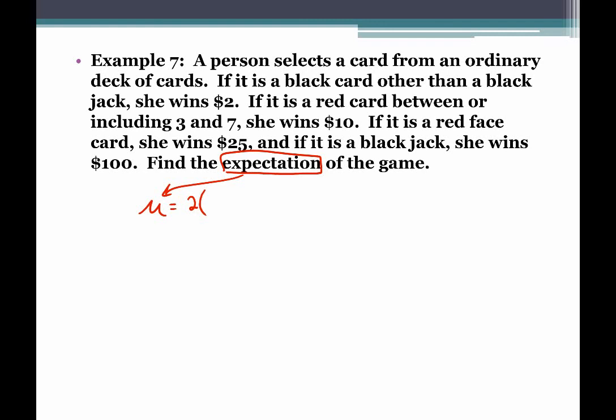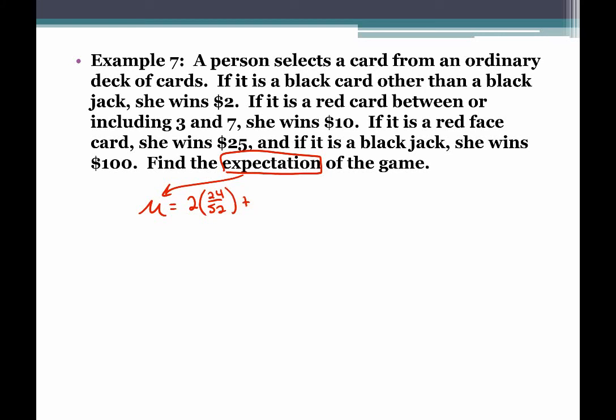What's the probability we're going to win that $2? I know some of you right now are hating me because you hated the cards things in probability, but they're not going to go away. We have how many black cards? 26 black cards, right? But we don't want blackjacks, though. 24. All right.